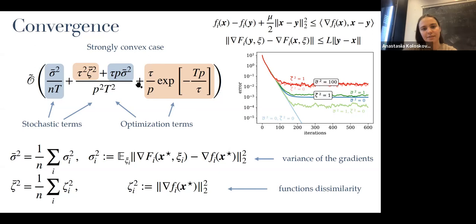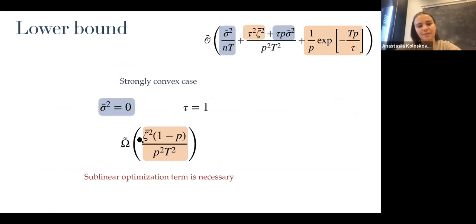And last is this exponential decrease term, where if you have no stochastic noise and your functions are the same on every node, then your algorithm converges linearly. But what you can note here is that even when stochastic noise is zero, this class of algorithms doesn't converge linearly because of this function dissimilarity zeta. We also prove a lower bound that this middle term with zeta is actually necessary for some graphs at least, so you cannot remove it from the convergence rate.